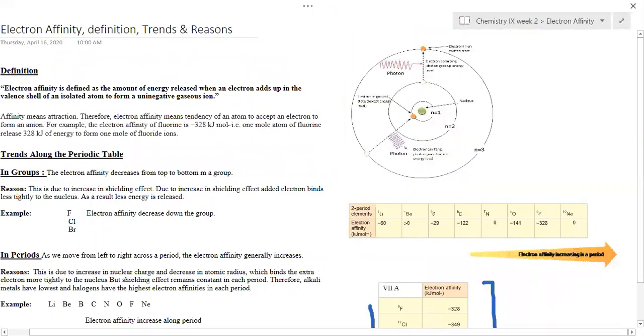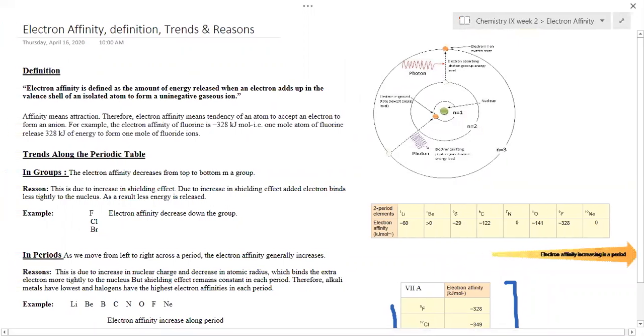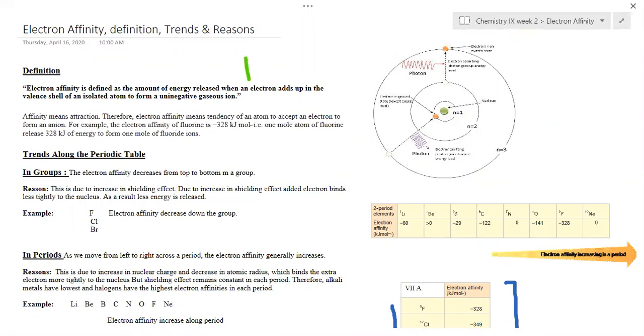Electron affinity. Electron affinity is defined as the amount of energy that is released. It is opposite to ionization energy. Here it is the amount of energy released when an electron is added to the valence shell. And this time it results in the formation of a negative ion. So both ionization energy and electron affinity result in the formation of ions. Once again, the units are the same.